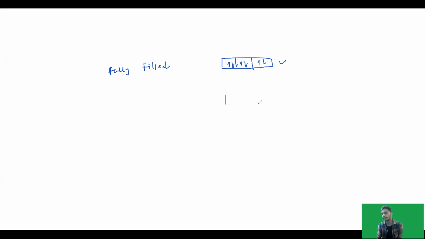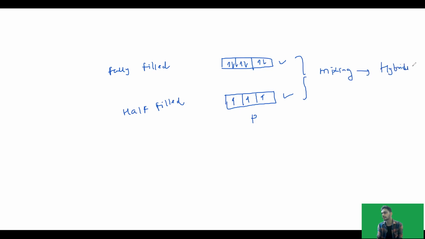But when I'm talking about half-filled, what does it mean? I'm taking a p orbital again, and only one electron is there in each box. This is half-filled. Have you understood fully filled and half-filled? Half-filled is also somewhat stable because each box has an electron, so it takes care of stability. This is fully filled and this is half-filled. Both of these take part in the mixing, and that leads to hybridization.